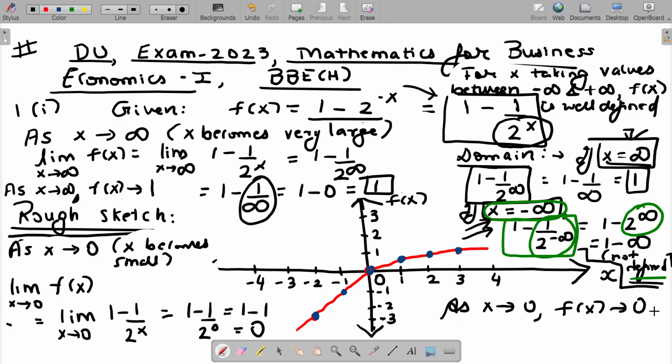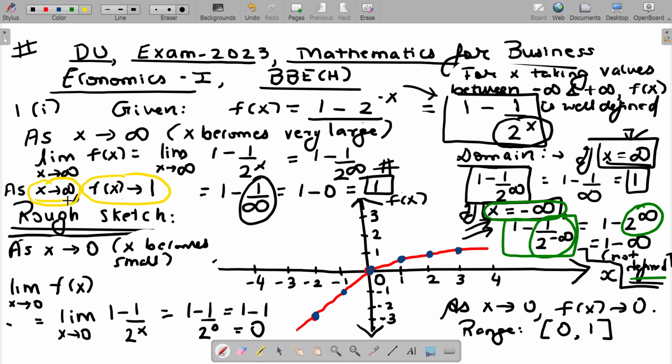So what is my range? My range is the values between 0 and 1. When x is exactly 0, you can see the range is 0. And when x is tending to infinity, the function f of x is tending to 1. So my range is 0 to 1. See, I'm circling it in yellow color. As we have shown, as x tends to infinity, f of x is tending to 1.